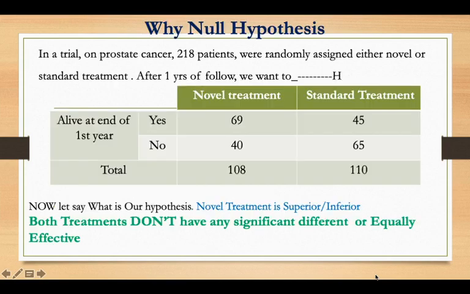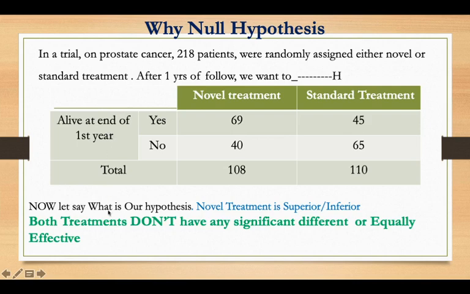Okay, a similar thing is happening with the treatment plan. Suppose we want to establish this phenomenon: in a trial on prostate cancer, 218 patients were randomly assigned either novel or standard treatment, and we want to see whether the novel treatment has any advantage over the standard treatment, and we see how many individuals remain alive after 1 year. By looking at the table we can see that 69 individuals are alive in the novel treatment as compared to the standard treatment plan where 45 individuals are alive out of a total of 110 individuals.